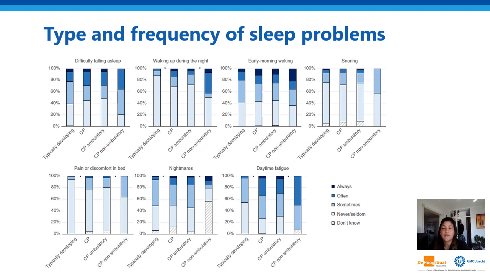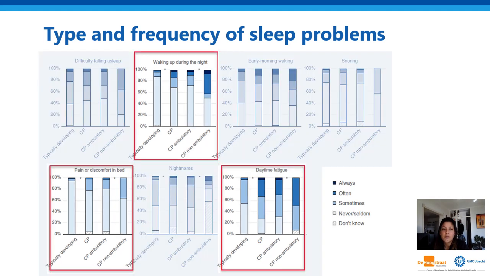Moving on to the type and frequency of parent-reported sleep problems, we here see the different types of sleep problems with the darker the blue color, the more frequently these problems are reported in children. In both study groups, we found difficulties falling asleep and early morning wakings, which are both signs of insomnia, to be the most frequently reported sleep problems. In addition to these similarities, we found that children with CP were more likely to experience other sleep problems, especially waking up during the night and pain or discomfort in bed. Also, daytime functioning was more impaired, with 1/3 of the children with CP suffering from daytime fatigue often or always. Finally, when we look at the last bar of each of these highlighted graphs, we can see that these sleep problems are more pronounced in children who are non-ambulatory.